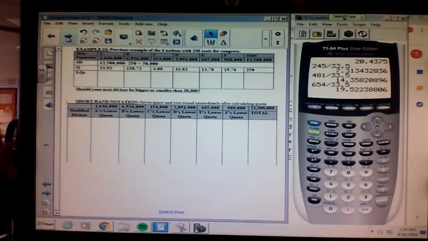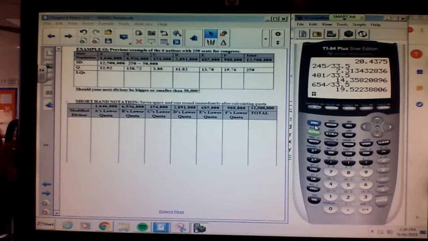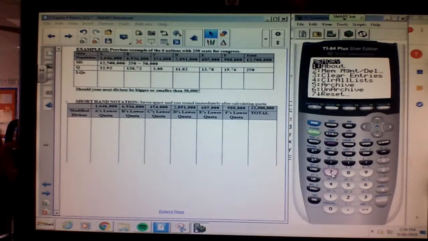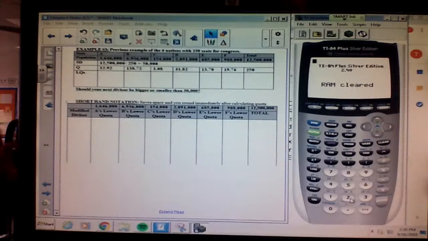So, what we're going to do is I need you to make sure you clear out your calculator. How do you do that? Second plus 7, 1, 2. It should say RAM cleared.